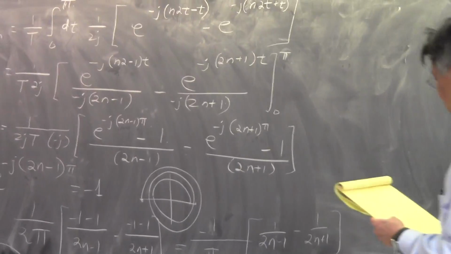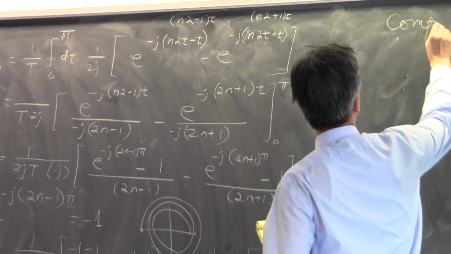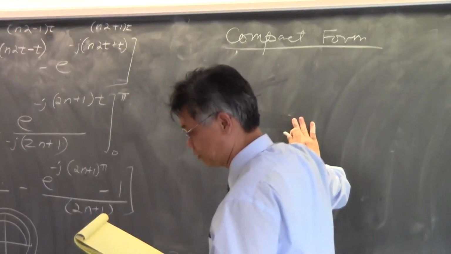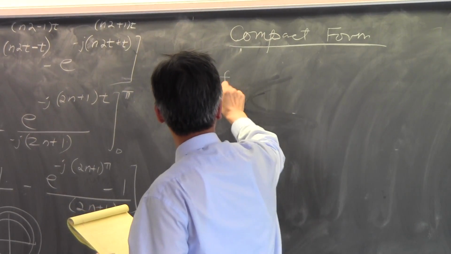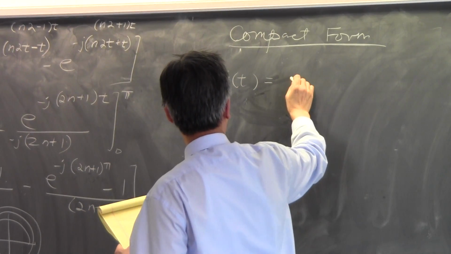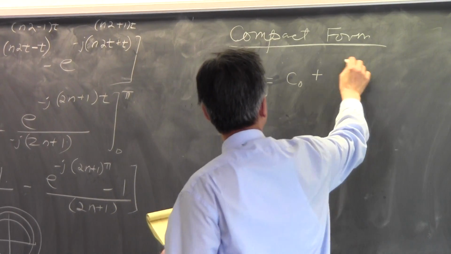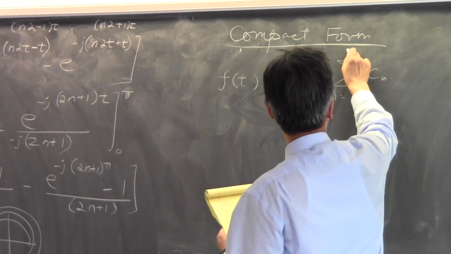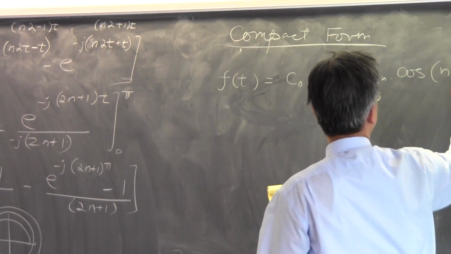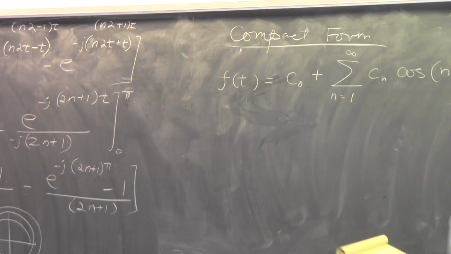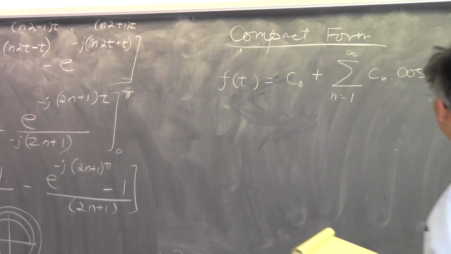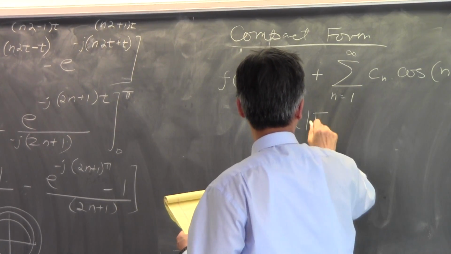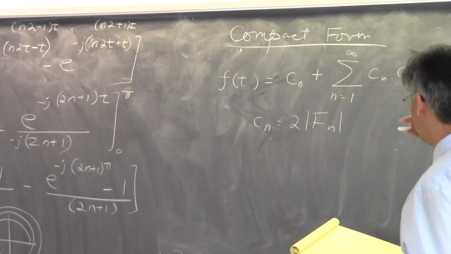And then this course also asks you for the compact form. You can rederive the compact form, but that probably is too difficult. You probably should just remember that the compact form is something of this form: the sum over n equals 1 to infinity of Cn cosine of n omega naught t plus theta. That is a compact form. And then you just have to remember that Cn is 2 Fn. That has been derived before.